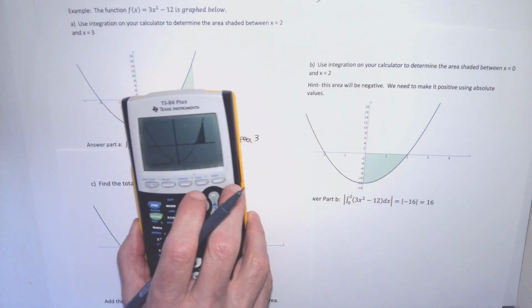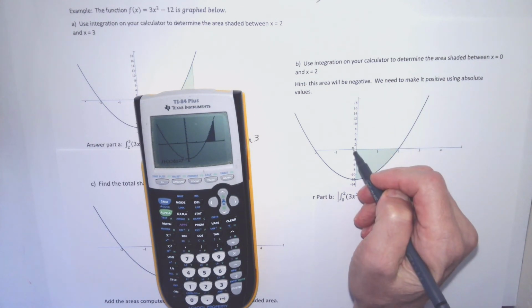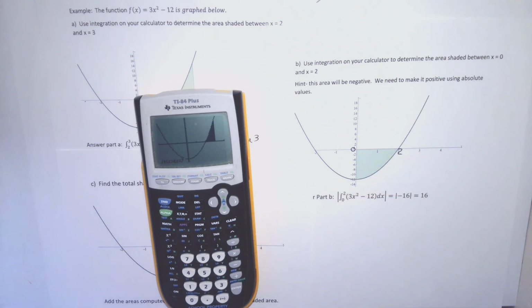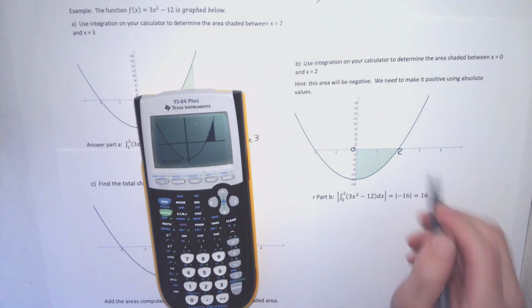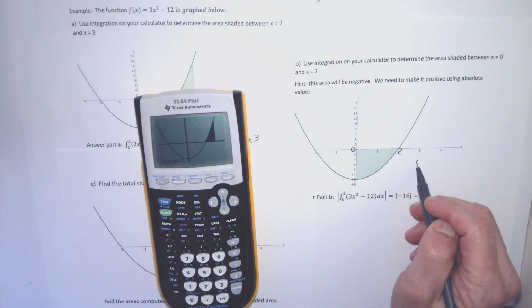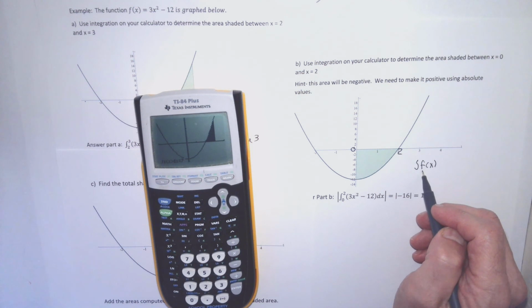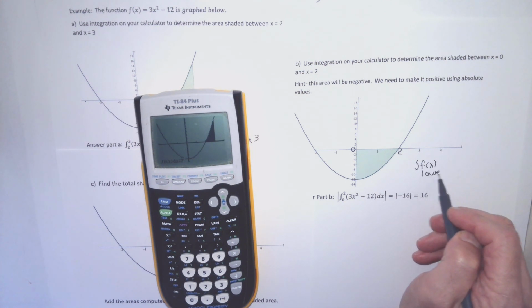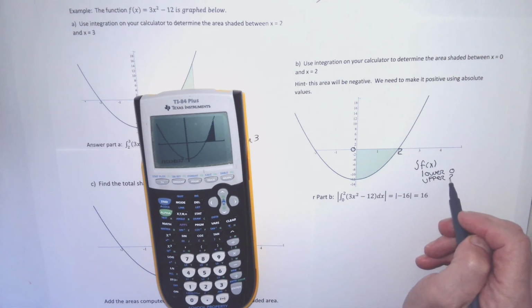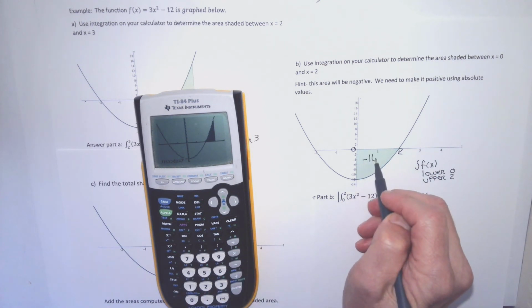For part B, I want to find this area, and this goes from 0 on the x-axis to 2 on the x-axis. It's the same 3x squared minus 12 function. So I have the same function in my y1. I don't need to update that. I'm going to do the integral computation, with the lower limit of 0 and the upper limit of 2, and that's going to give me a negative number. I guess it comes out to negative 16.